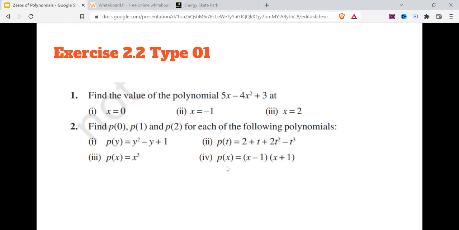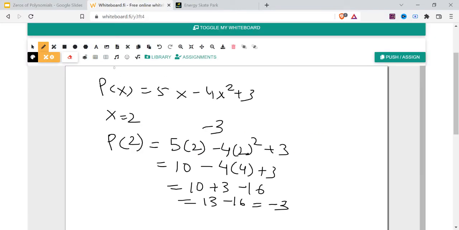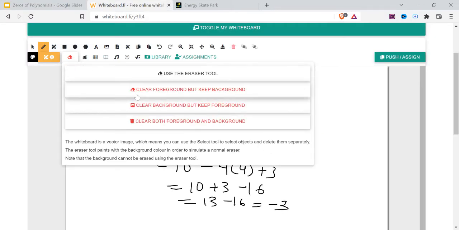Now, if you see the fourth one, p of x equals x minus 1 and x plus 1. Now let's do one thing. Let's try this second question, fourth part. There is an interesting observation here. That's why I'm picking up this question so that you can understand what it means. So let me clear this out.